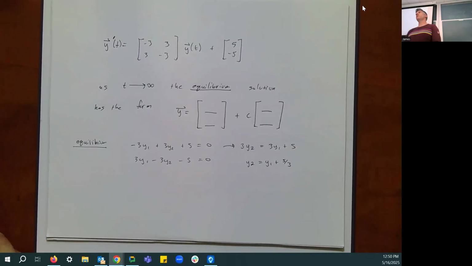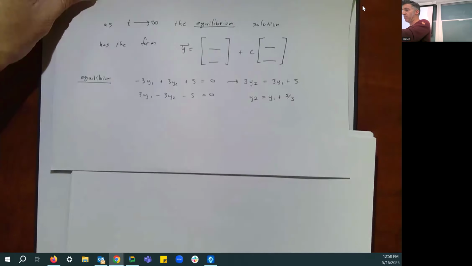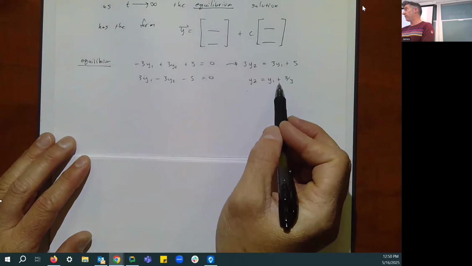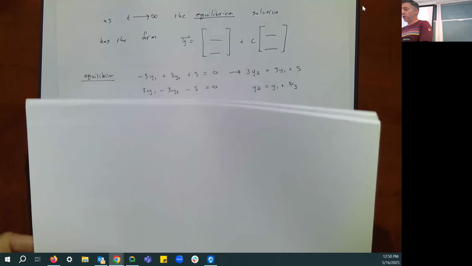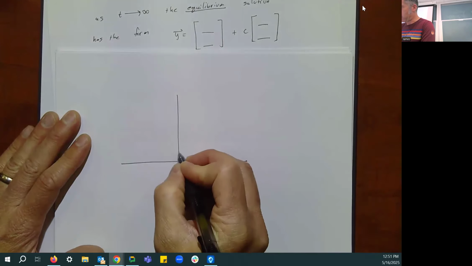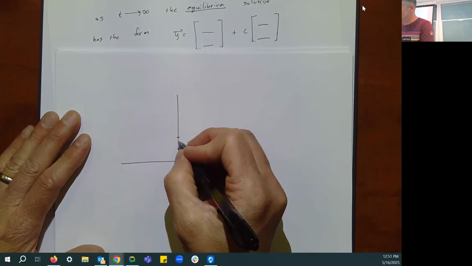Let me wait to answer that question. But technically there is a whole line's worth of equilibria. So if you try to graph this system, if I graph the line y equals x plus 5/3, it's going to look like this. Let's say that's 1, that's 2, 5/3 is about right there.